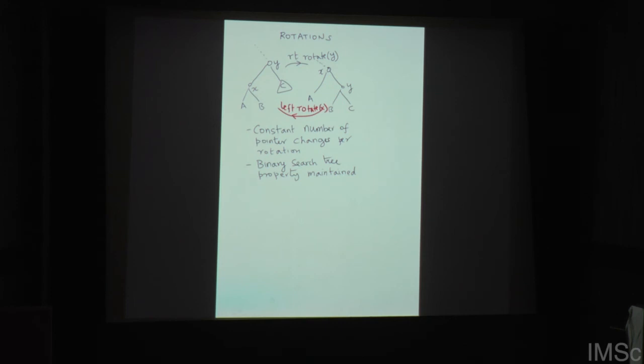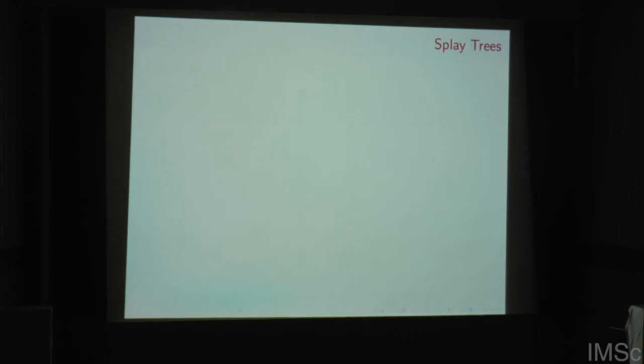The nice thing is that you can implement one rotate in some constant number of pointer changes, and you still maintain this property of binary search tree that anything to the left is smaller and anything to the right is larger, and so on. Okay? So balanced binary search trees essentially ensure that this local criteria is satisfied by using these rotations and ensure that everything can be done in logarithmic time.